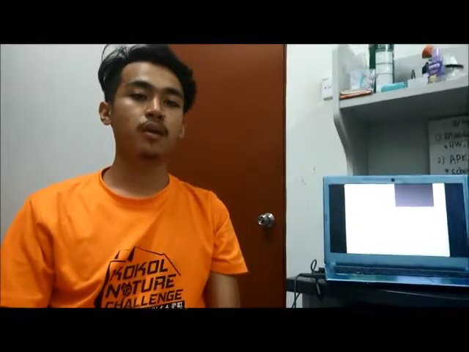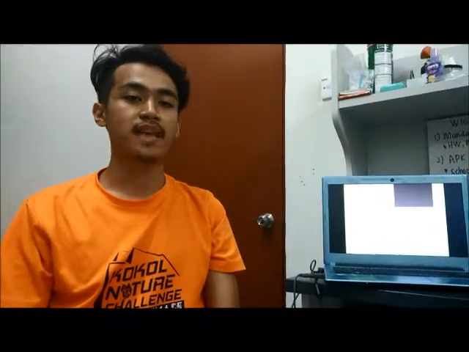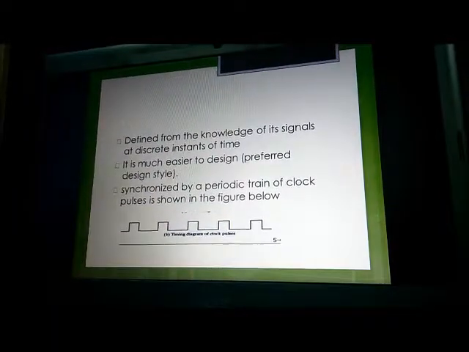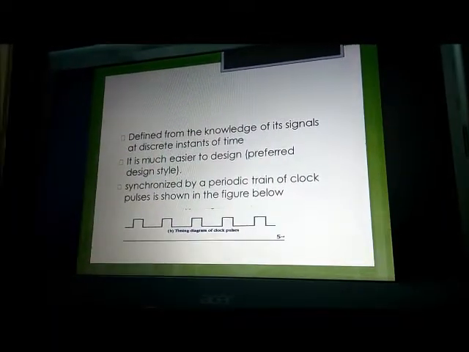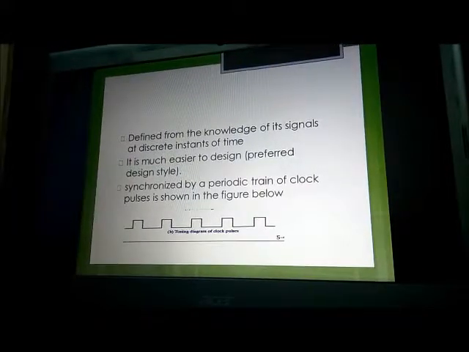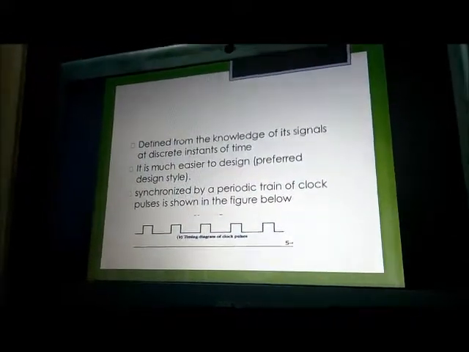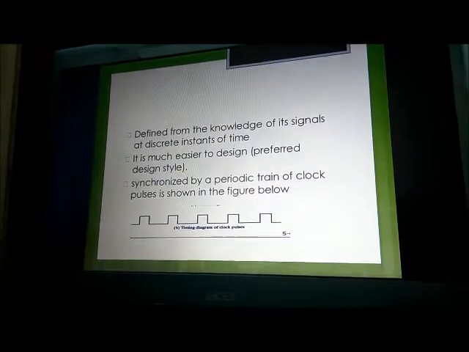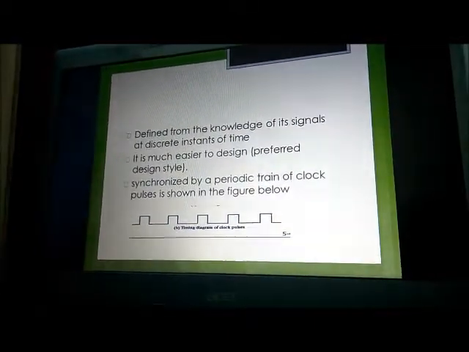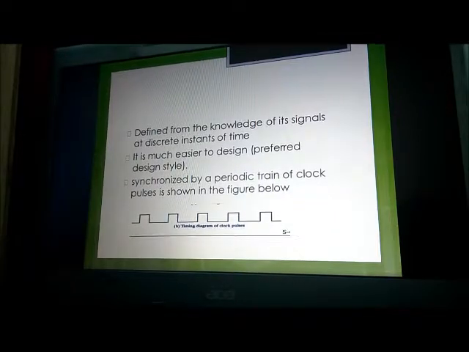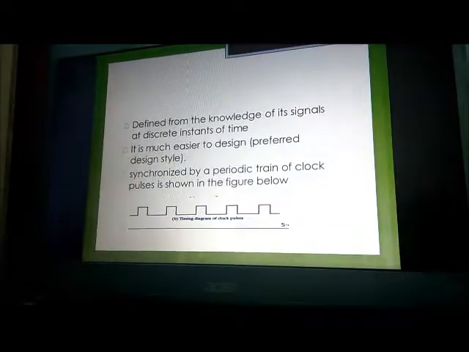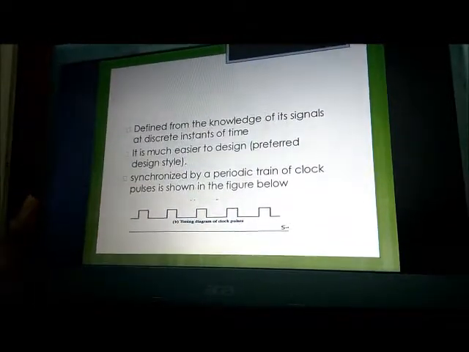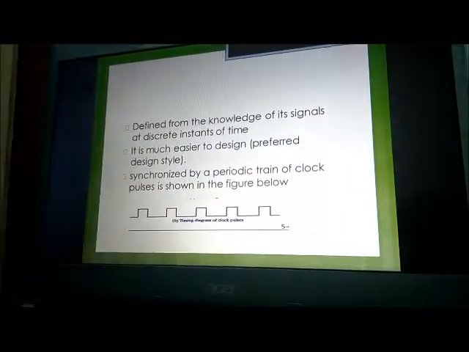Today I will present about the introduction of our assignment. First, a synchronous sequential circuit is defined from the knowledge of its signal at discrete instants of time. It is much easier to design and is synchronized by a periodic train of clock pulses. It is shown in the figure here, and this is the timing diagram of the clock pulse.